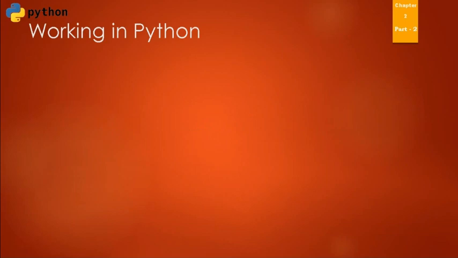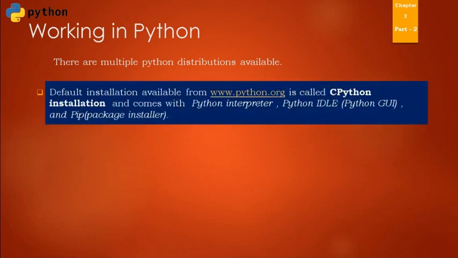Before we start working in Python, we need to install Python on our computer, and there are multiple Python distributions available today. As we have learned in the last class, first is the default installation available from www.python.org, and this is called CPython installation and comes with the Python interpreter, Python IDLE, that is the Python GUI, and PIP, that is the package installer.